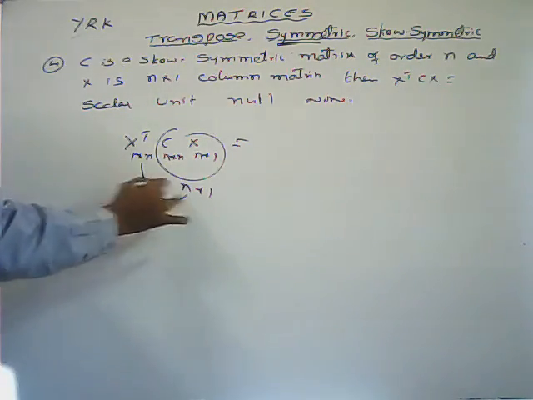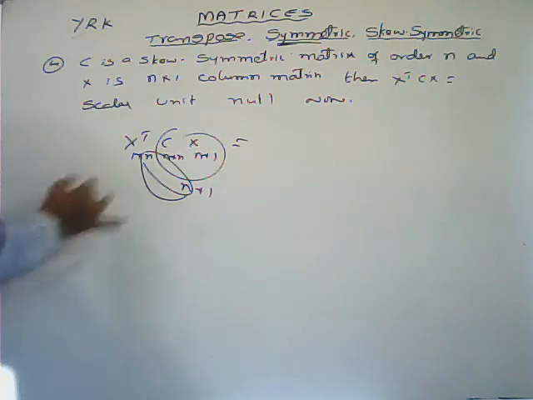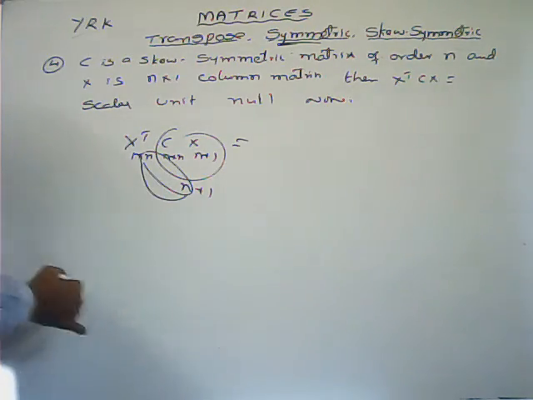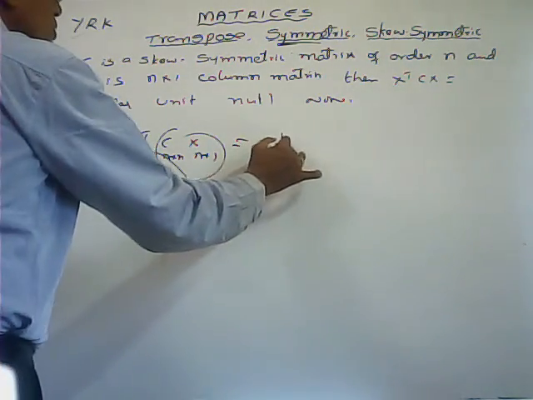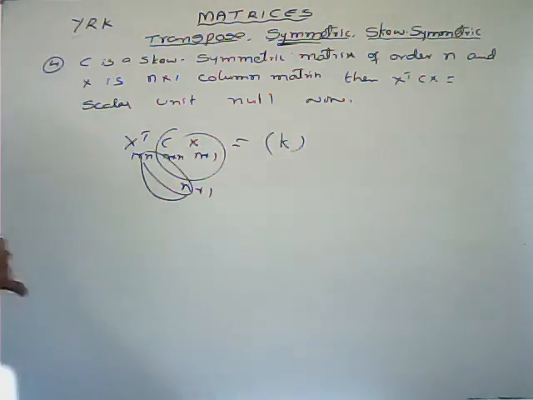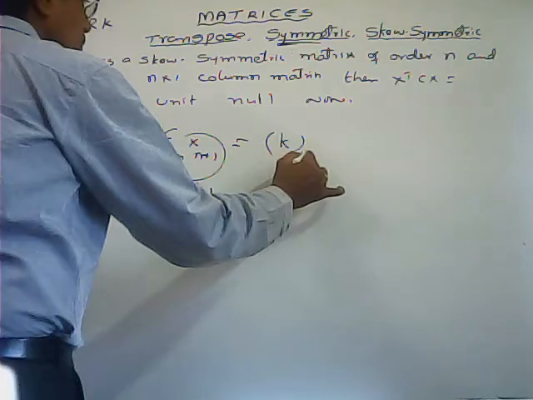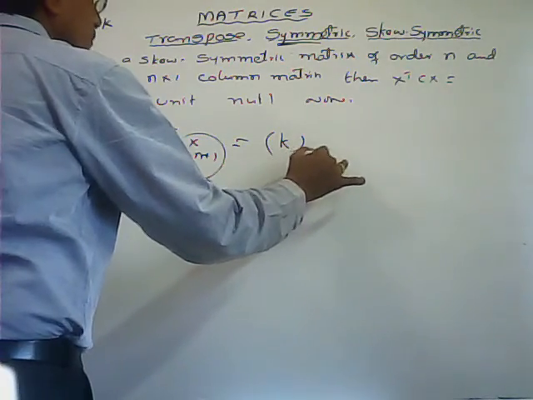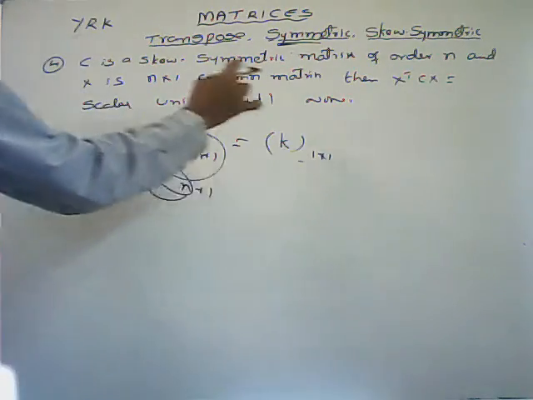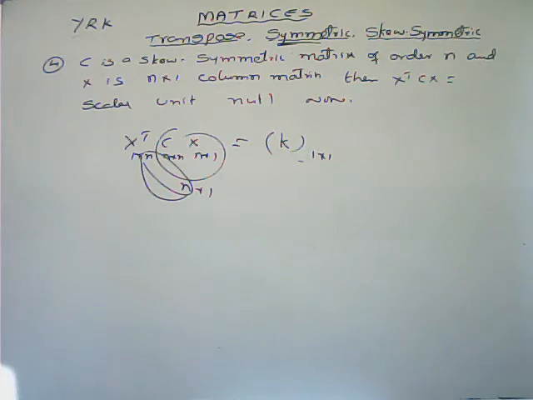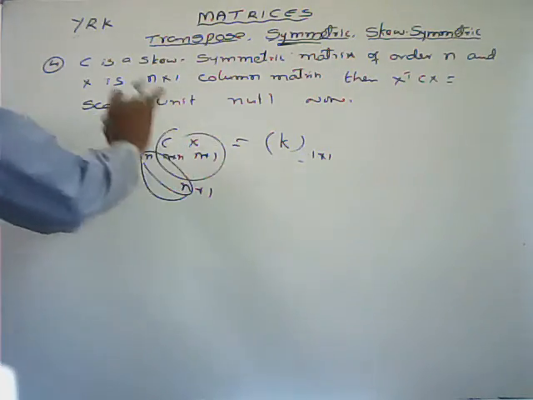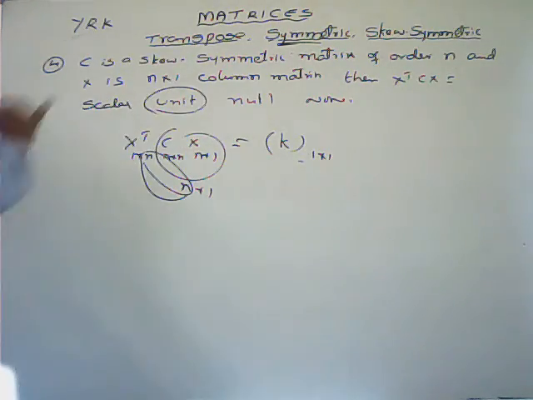Then what is the product of these two? Here we can multiply the matrices, and the order of the product matrix, that is 1 by 1. Product I am getting K. Here the K is a single value. 1 by 1 we are getting. Only one row and one column is there. Now, that is a scalar. Here unit not possible. Either scalar or null matrix.